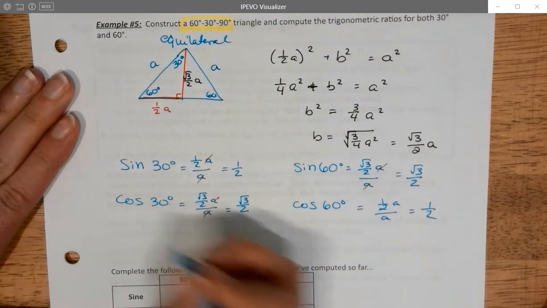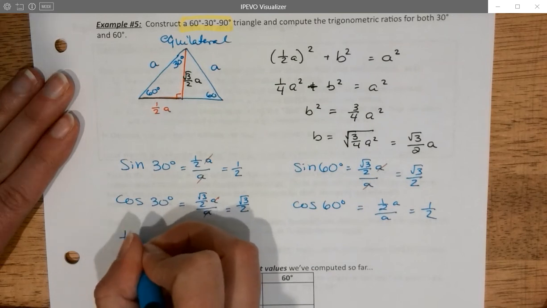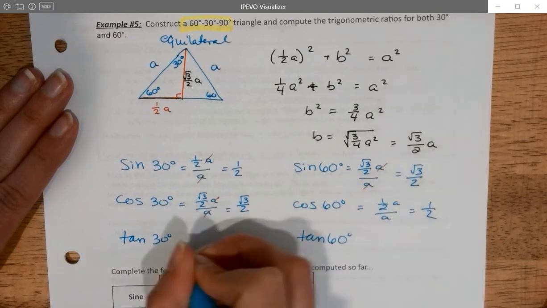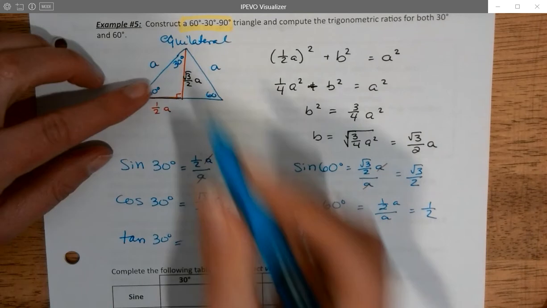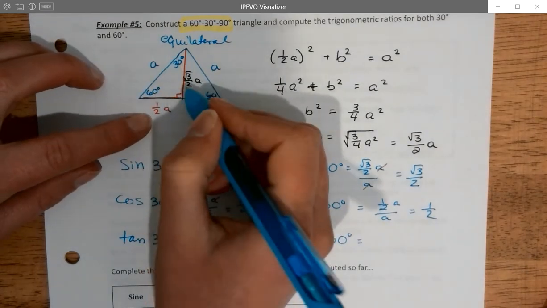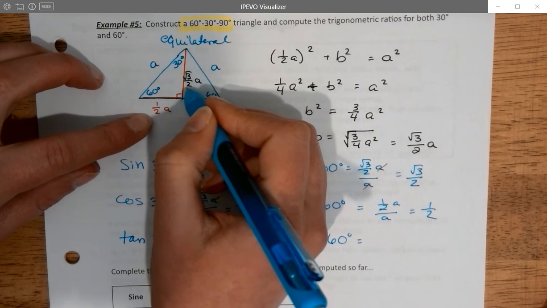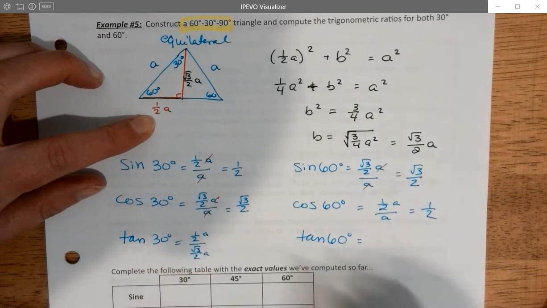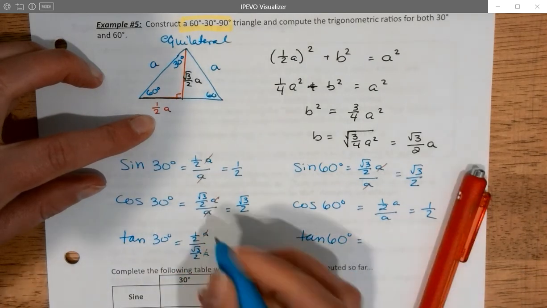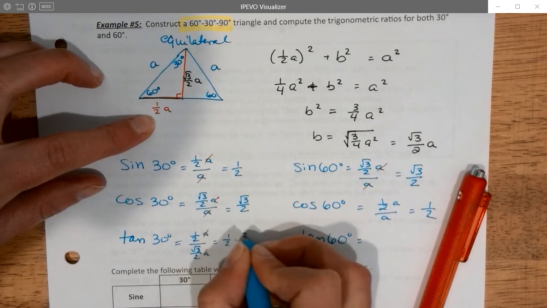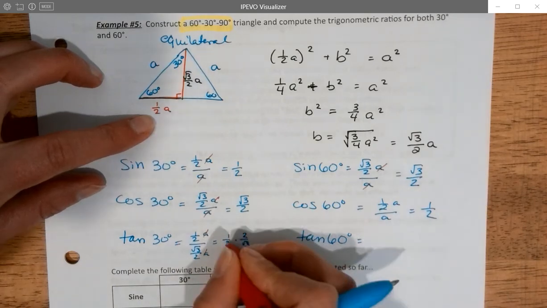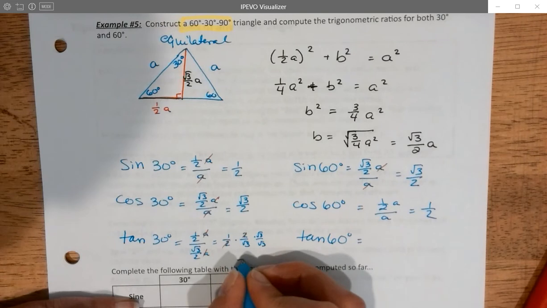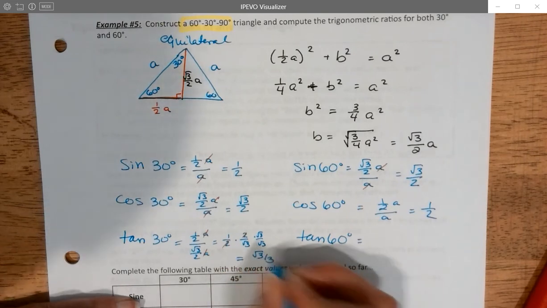And finally, the tangent of 30 degrees and the tangent of 60 degrees. The tangent of 30 degrees, opposite divided by adjacent, is 1/2 a divided by square root of 3 over 2a. The a's divide off, and we can multiply by the reciprocal, so that's 1/2 times 2 over the square root of 3. The 2's cancel, and I need to rationalize, times square root of 3 on top and bottom. That one's going to be square root of 3 over 3.